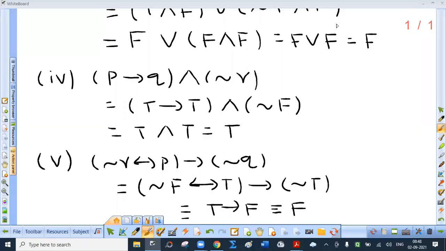Fourth one, P implies Q and not R. So true implying true, that is true. Not false is true. So true and true, that is true. Sum number 5, not R biconditional P implies not Q. Now not R means not false, which is true. True biconditional true is true. Not true is false. True implying false is false.